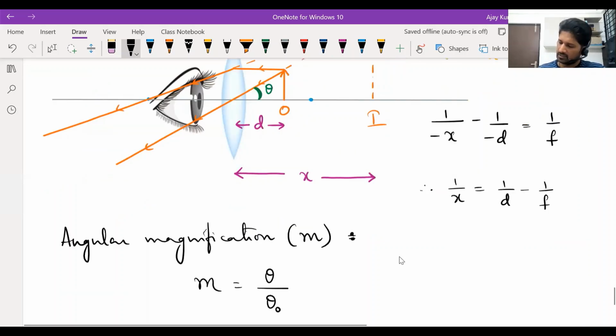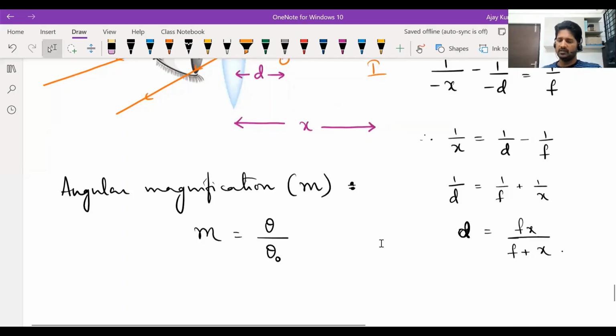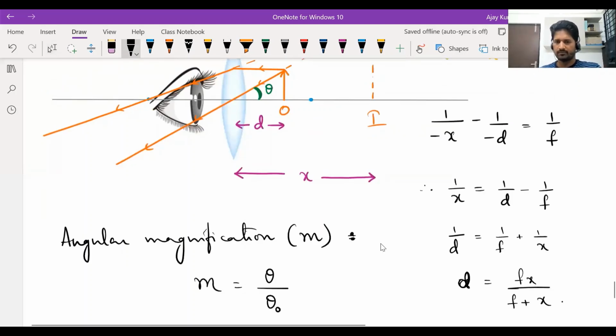And you can also say 1 by d becomes 1 by f plus 1 by x. That means d is equal to, you take LCM and all, fx divided by f plus x. So if you want the image at a distance x, then the distance of the object should be d. So d is object distance, x is image distance, and you know that.